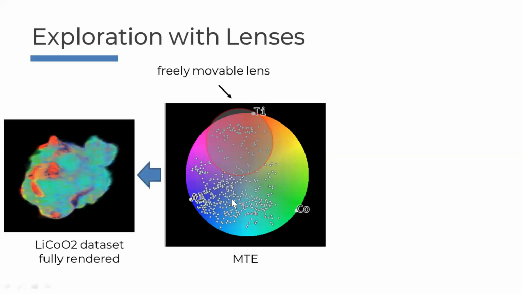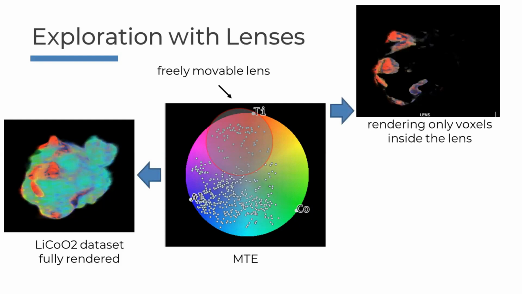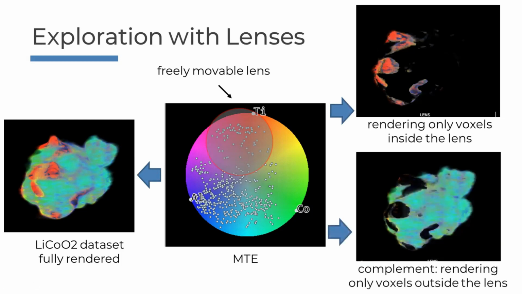So if you don't use a lens, then on the left-hand side, we'll see this lithium cobalt oxide data set fully rendered without any lens. All the points have contributed. And if you use it with the lens, then we only render voxels inside the lens. Only the points that fall within the lens are rendered like this. Or we can revert it. We can only render the voxels that are outside the lens, right? We can also do that, right?